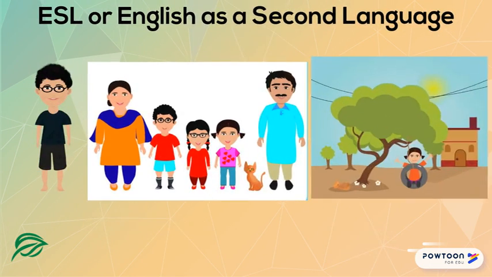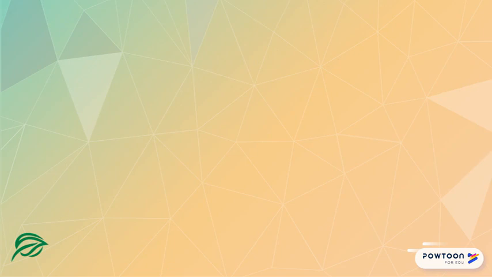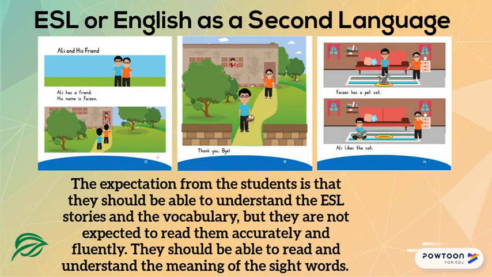In ESL, students learn how to talk about themselves, their families, and their environment. The expectation from the students is that they should be able to understand the ESL stories and the vocabulary, but they are not expected to read them accurately and fluently. They should be able to read and understand the meaning of the sight words.